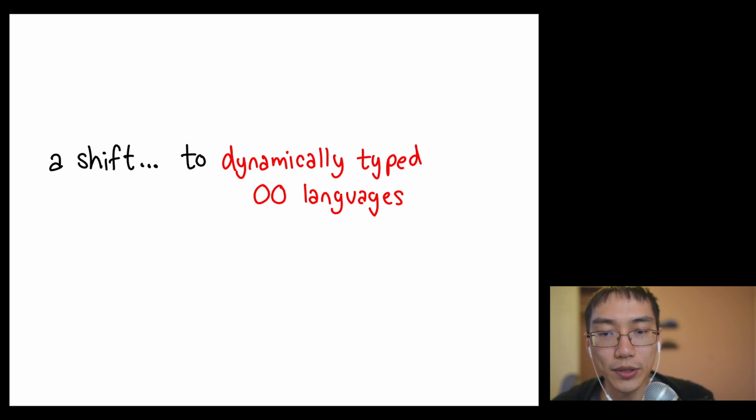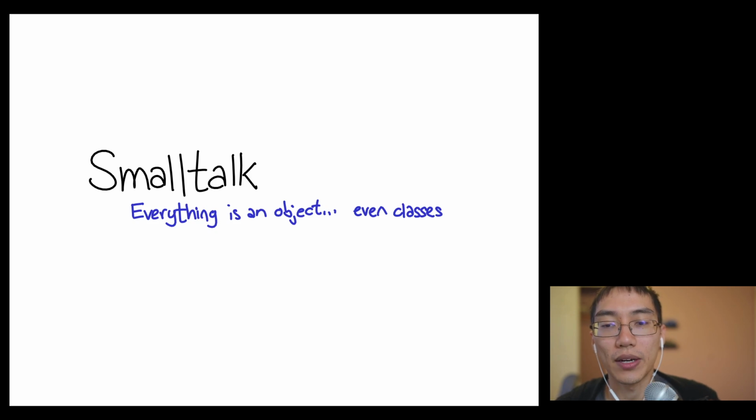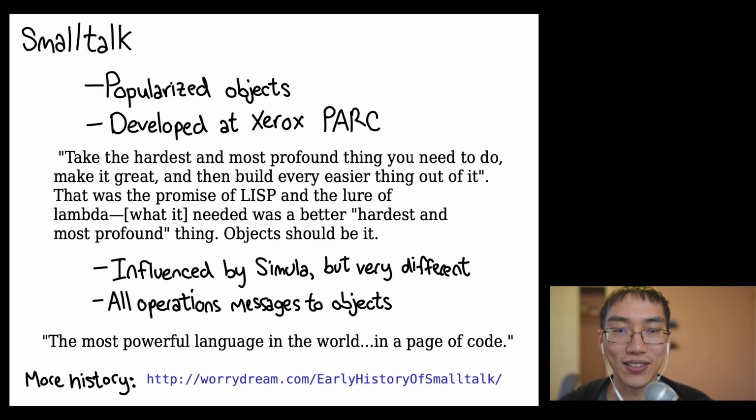Okay, so Simula was a statically typed language, and I now want to shift to looking at more dynamically typed object-oriented languages in this history. And the first one we're going to talk about is Smalltalk, where the big idea of Smalltalk is everything is an object, even classes. Yeah, even classes.